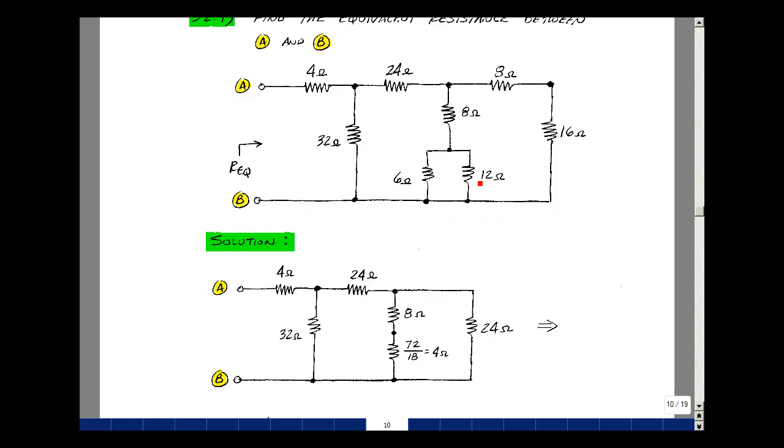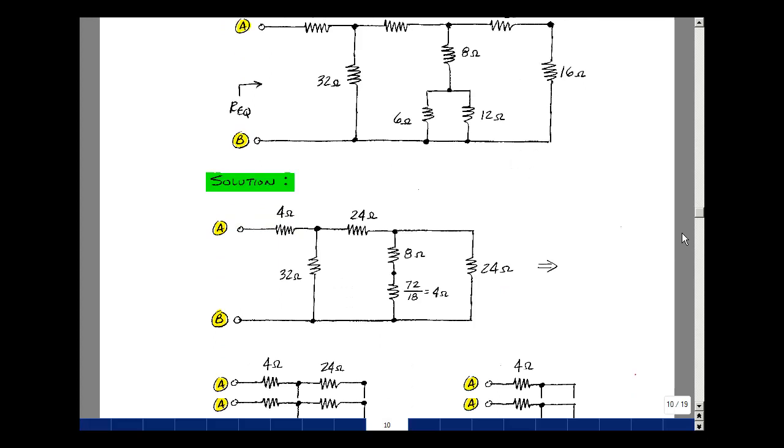So 6 in parallel with 12 would be the product, which would be 72, over the sum of 18. That's actually divisible by 4. Now I have the same current in these two elements, so I can add them together, and that would give me 8 plus 4 or 12, and then 12 is in parallel with 24.